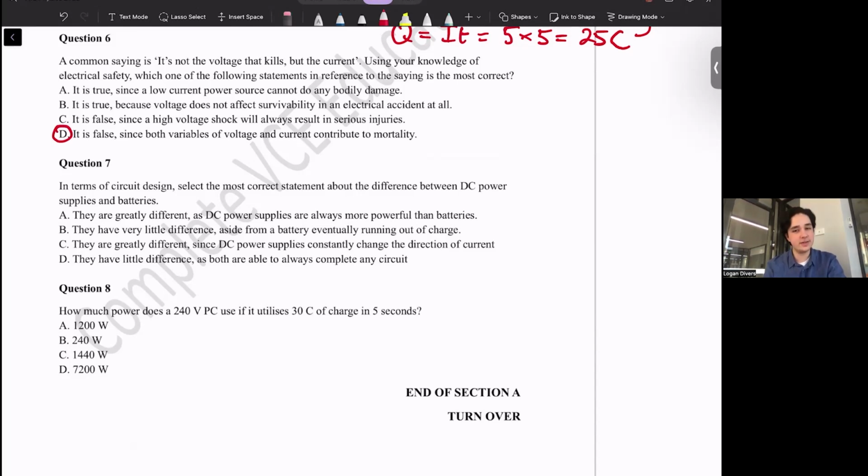I'd say only D could be possible. The reason for that is because of A, low current power sources cannot do any bodily damage. If you remember what the thresholds are for damage to a body, the one probably most of you remember is that 200 milliamps is enough to result in death by cardiac arrest, or atrial fibrillation, actually. So 200 milliamps doesn't sound like a lot of amps. It's less than what your phone charger uses.